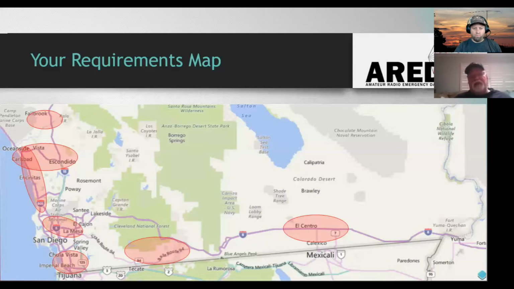And then lastly, off to the far right, El Centro, which is actually in Imperial County, but also represents another Red Cross headquarters out there. So I wanted to be sure to cover that area. Okay, so that gives you kind of a map. You can call them your requirements map because it represents those areas you want coverage.